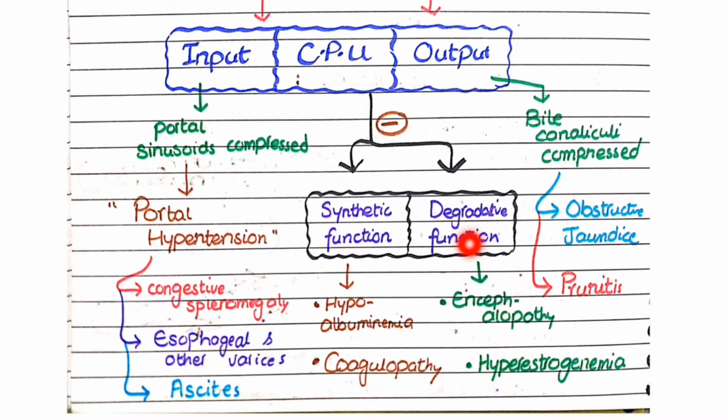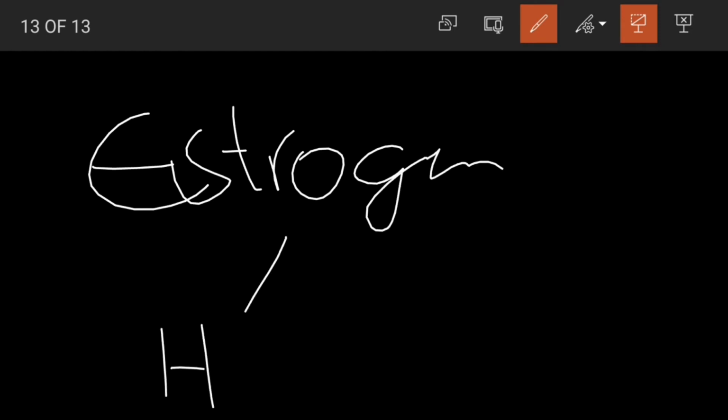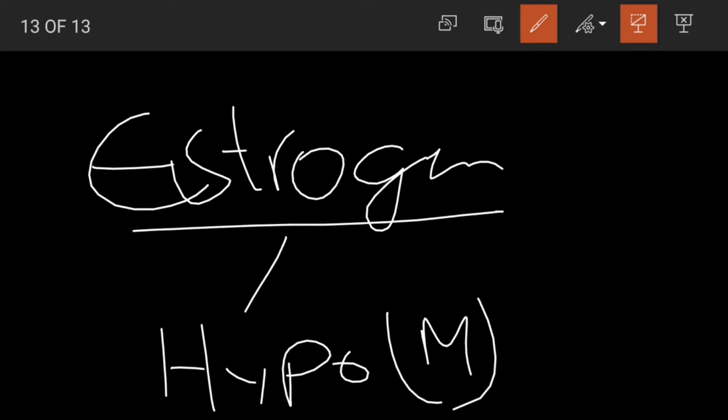Another degradative function of these hepatocytes is that they degrade a sex hormone known as estrogen. So this compromise of hepatocytes will result in an increased quantity of estrogen in blood, that is known as hyperestrogenemia. Now what does this hyperestrogenemia cause? Firstly, you can imagine that in males this increased quantity of estrogen in blood will result in hypogonadism. So in males this estrogen causes hypogonadism, but in females also this increased quantity of estrogen can cause hypogonadism.